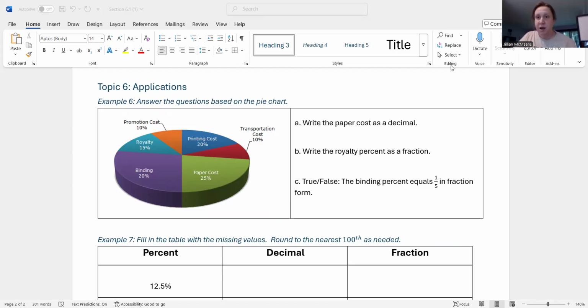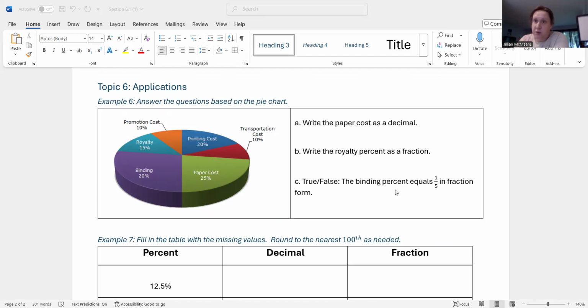Okay, for our last topic, we're going to look at an application problem, and then we're just going to fill in a separate table where we practice converting between percent, decimal, and fraction form. Okay, so for example 6, it says answer the questions based on the pie chart. So question 1 says write the paper cost as a decimal.